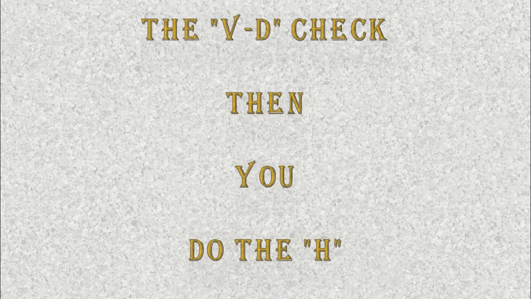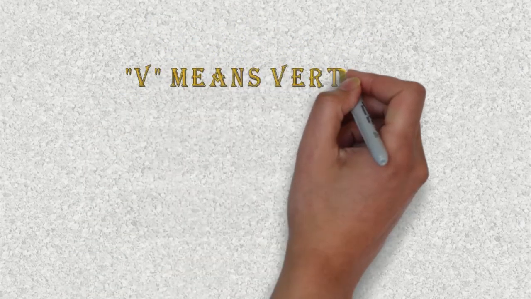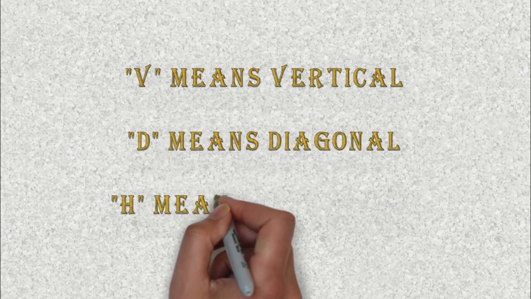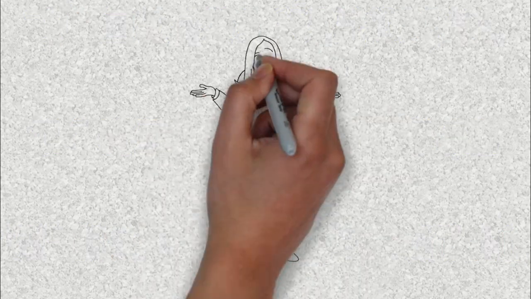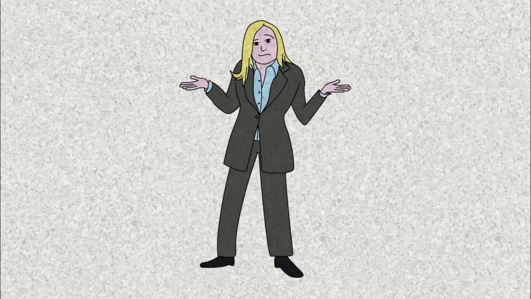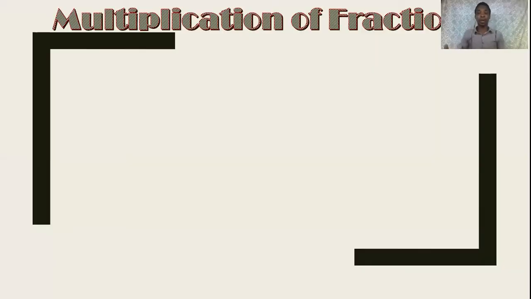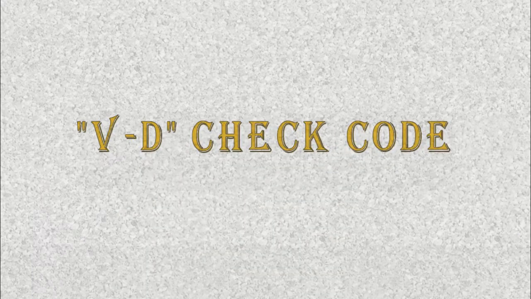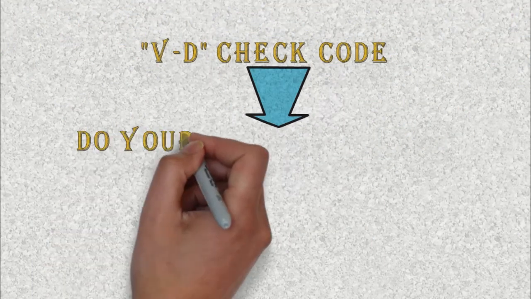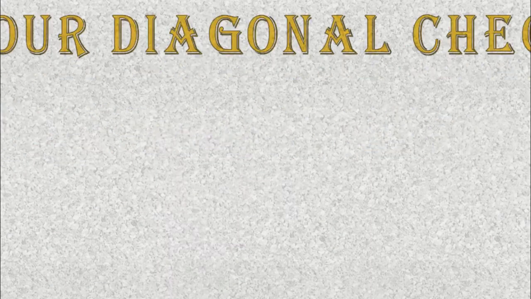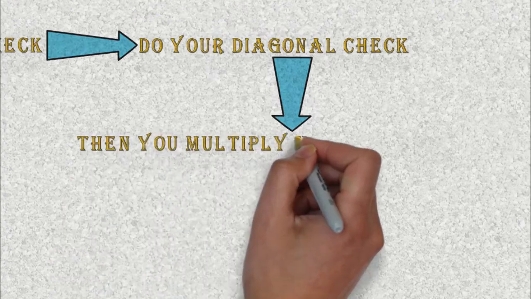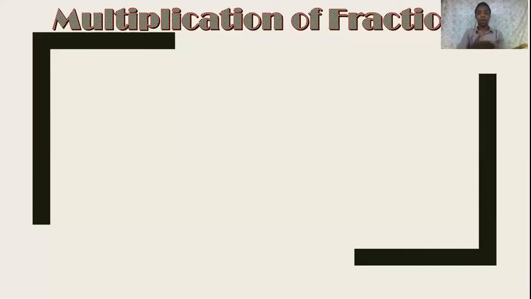Now, what does VDH stand for? My V stands for vertical, my D for diagonal, and my H for horizontal. How do I apply VDH to multiplying fractions? Very simple. When you have fractions to multiply, you do your VD check first. Now what does VD check mean? I'll do my vertical check, I'll do my diagonal check. When I'm done with those two, then I can do the H, which means you multiply horizontally.